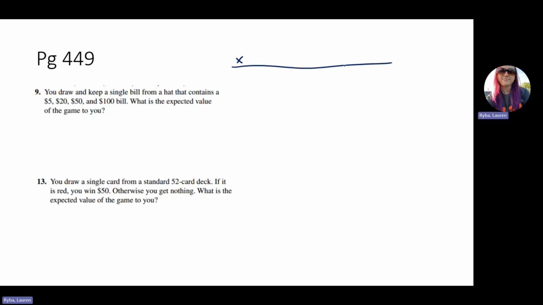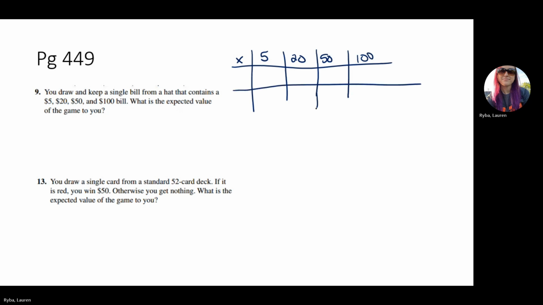So our outcomes are, I can pull a 5, a 20, a 50, or 100. Okay, next I have to figure their probability. Well, there's a single one of each of them. So there's a $5, a 20, a 50, and 100. There are 4 bills total, 1 of each, meaning the probability of each of these is 1/4.